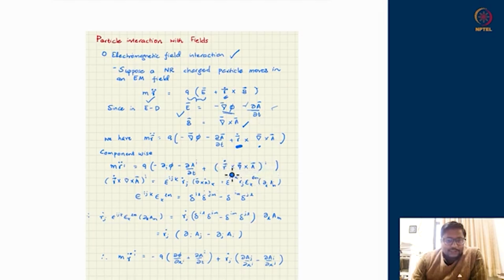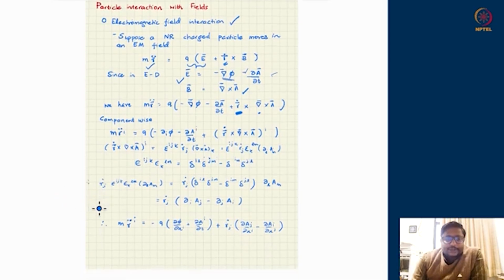So v cross B is a vector cross product, which in terms of the vector potential becomes r dot cross curl of A, and the whole vector's x component should be selected in order to equate it to the x component of the acceleration. This is just a notation-wise issue.